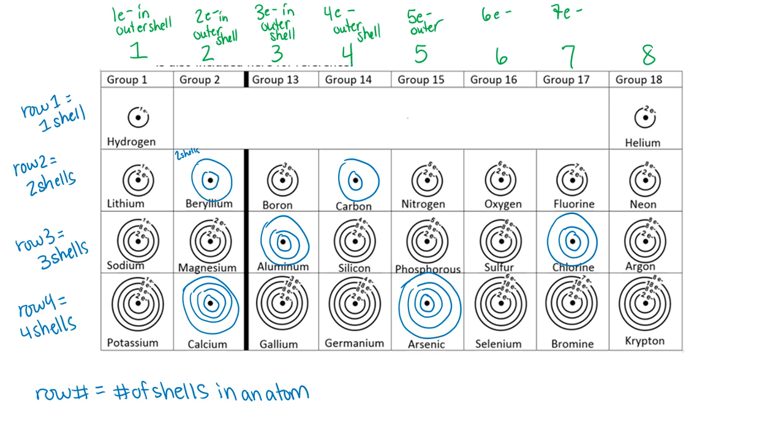So here's another pattern. And this last one is the only one that doesn't quite match the pattern. These 3 all have 8 electrons, but this one is an exception.